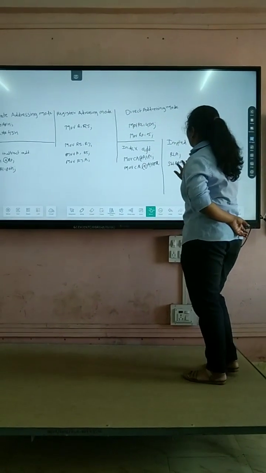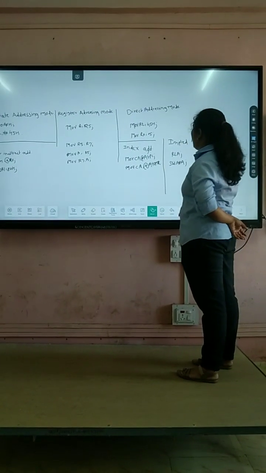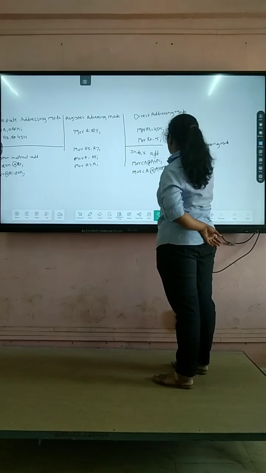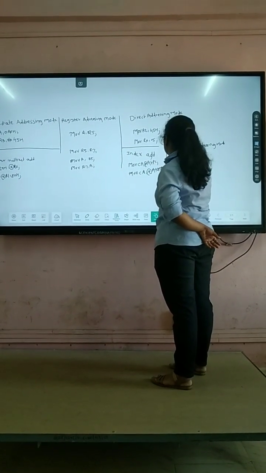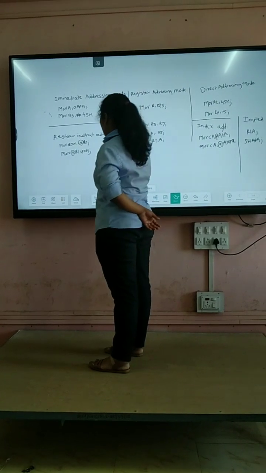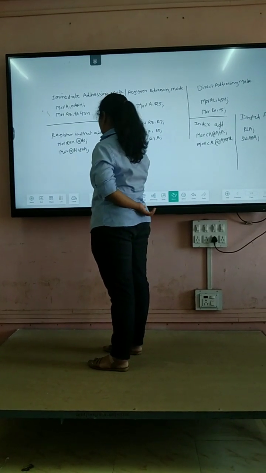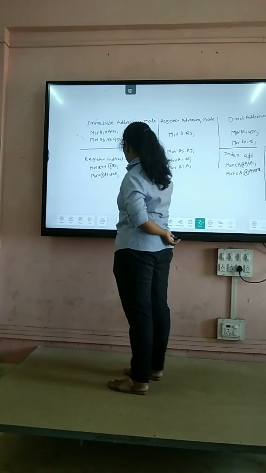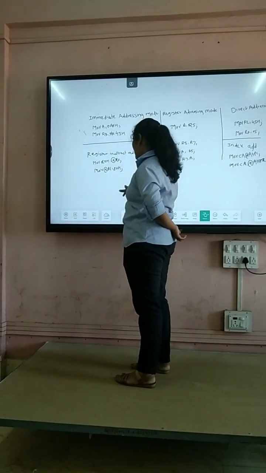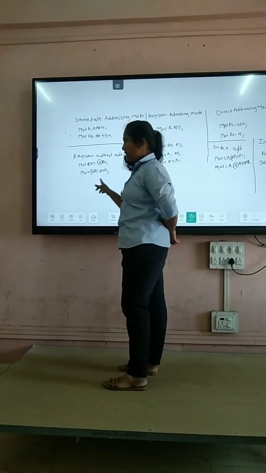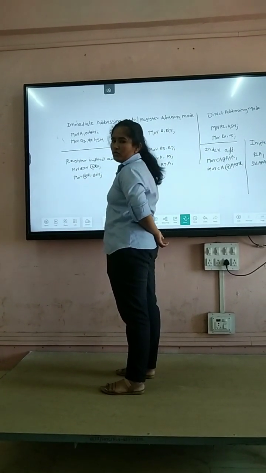Third is direct addressing mode. Examples of this addressing mode are MOV R2, 45H and MOV R0, 05H. Fourth is register indirect addressing mode. Examples are MOV A, @R0 and MOV @R1, 8FH. In this addressing mode, the at-the-rate symbol is the most important part.